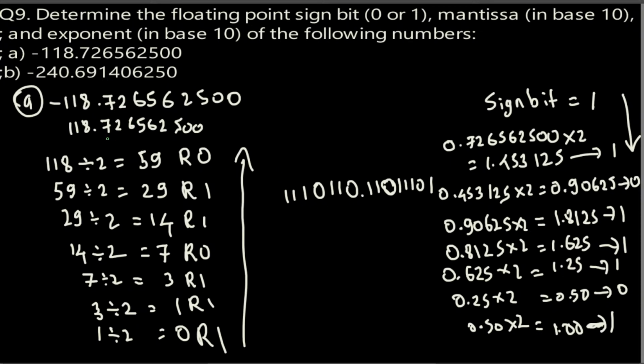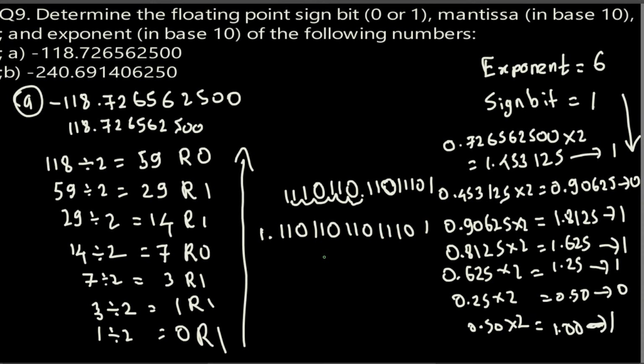This is the conversion of this positive decimal into binary. Now to find out the exponent, what we have to do is move this decimal point to the first one and see how many times we are moving. So 1, 2, 3, 4, 5, 6. So I have to move 6 times to the left, so it's a positive 6. Exponent is 6, and once I move, the new number we are going to have is 1.11011010111101.